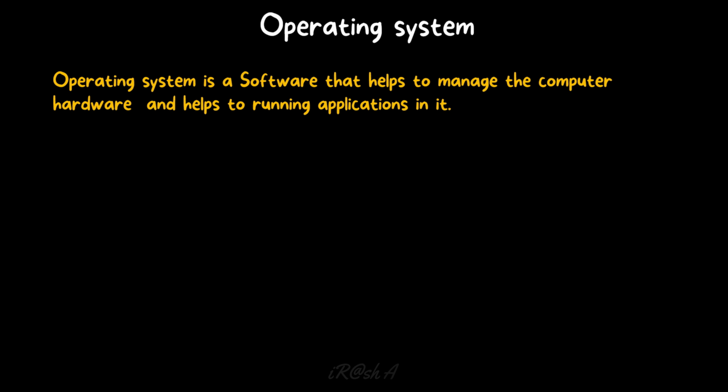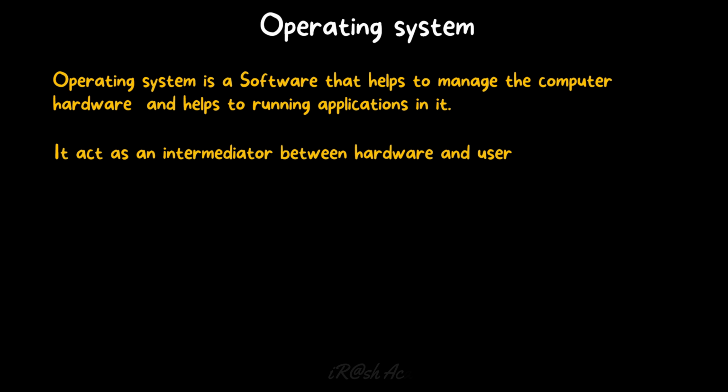An operating system is a software that helps to manage the computer hardware and helps to run applications in it. It is not only limited to the computer. There are so many devices running an operating system, like smartphones, network devices, etc. And the operating system acts as an intermediator between the hardware and the user.